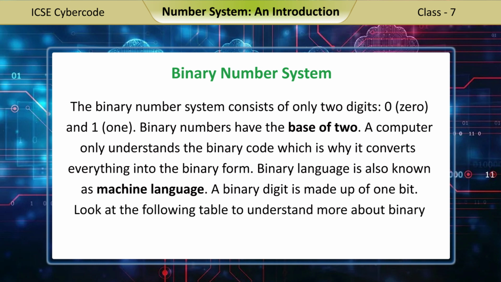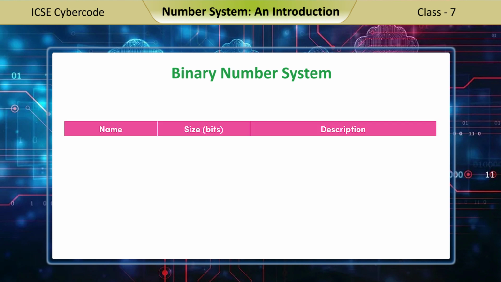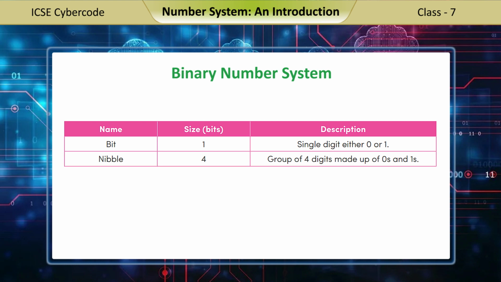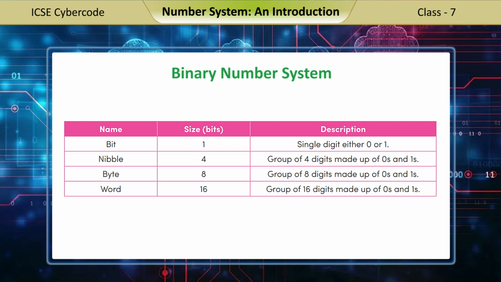Look at the following table to understand more about binary digits. Name, size, bits, description. Bit, 1: single digit either 0 or 1. Nibble, 4: group of 4 digits made up of zeros and ones. Byte, 8: group of 8 digits made up of zeros and ones. Word, 16: group of 16 digits made up of zeros and ones.